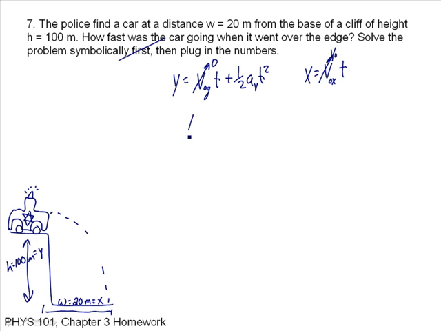So I want to solve this first equation. y is equal to 1/2 a_y t squared. I'm going to solve it for t. So t is equal to the square root of 2y over a. Now I can plug this in.